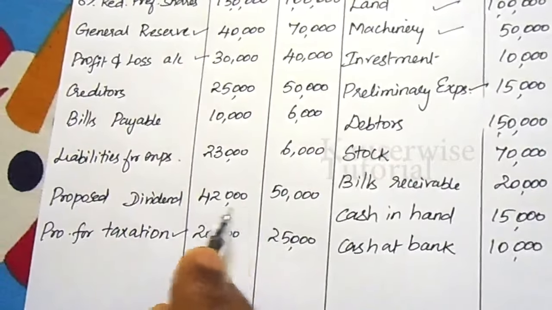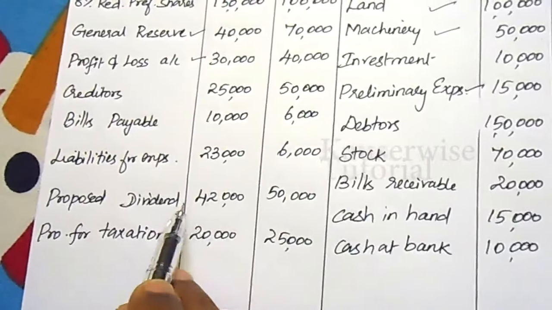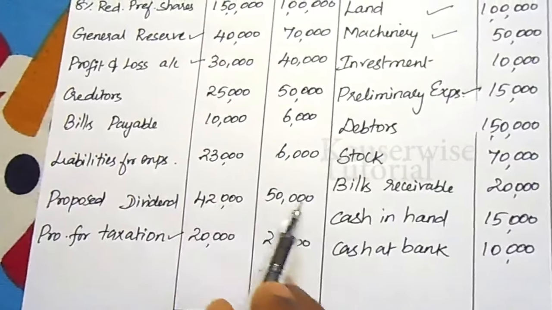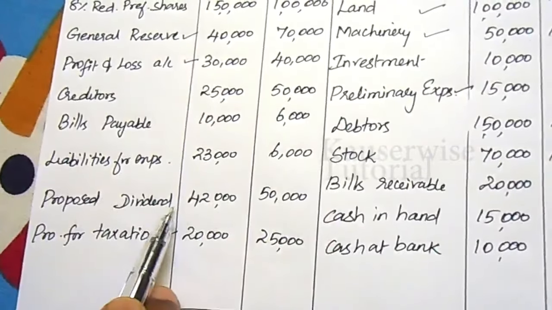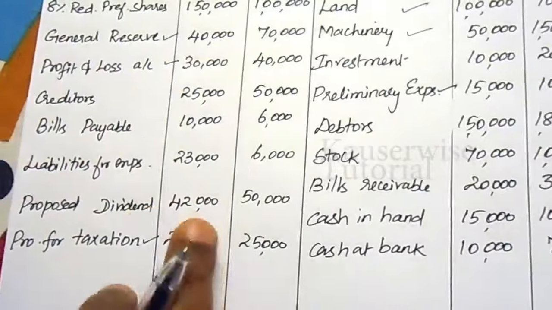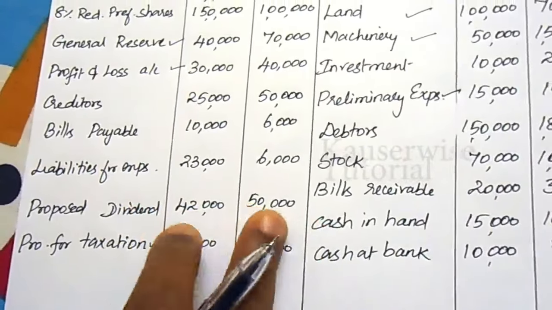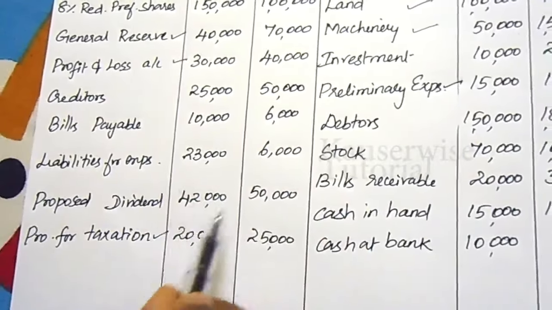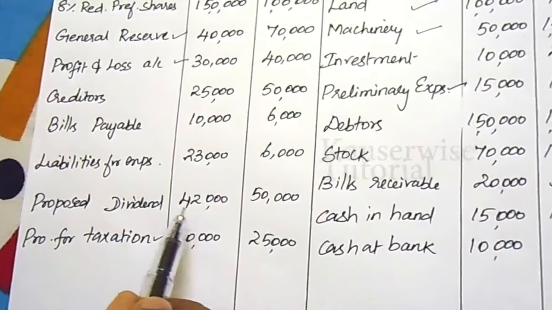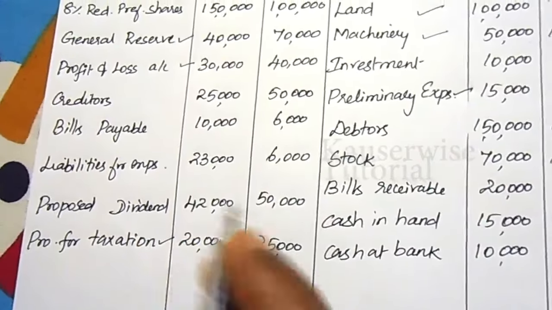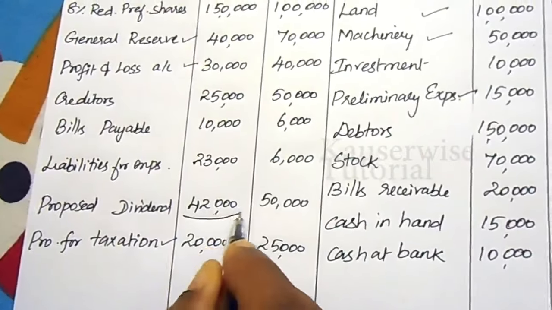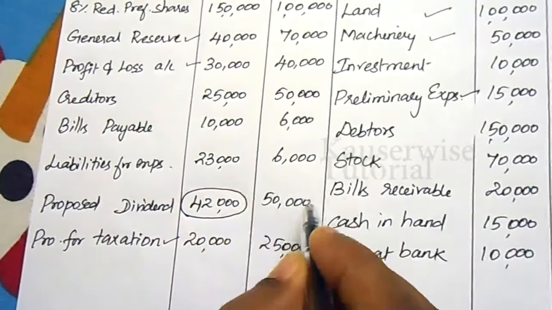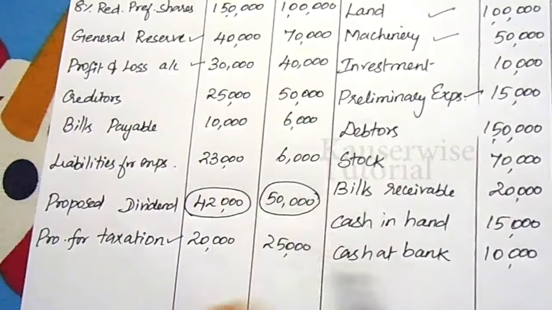For proposed dividend, there is no adjustment regarding this, so we have two options. We can consider this as a current liability or a non-current liability. Now I am going to consider this as a non-current liability. For a non-current liability, you have to enter this amount in two places. The opening balance is last year's provision. Assume that this amount is paid during this year, so this amount will be considered as paid. Last year provision, current year paid. This amount will be considered as the current year provision. This amount we are going to pay in the next year.